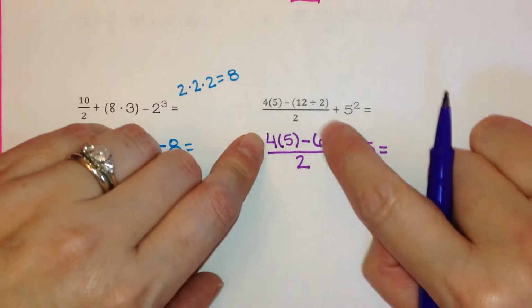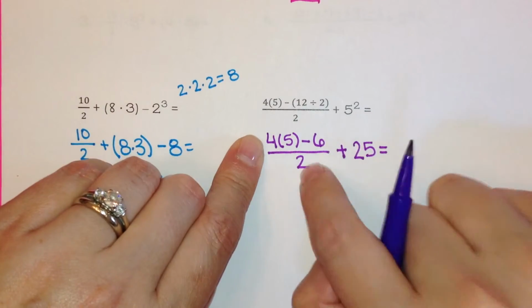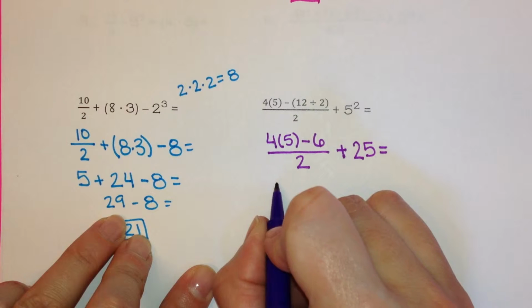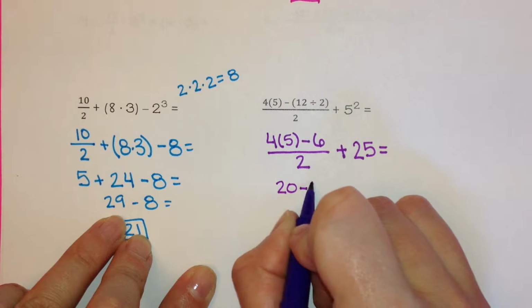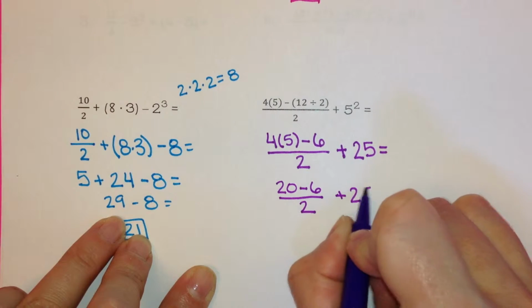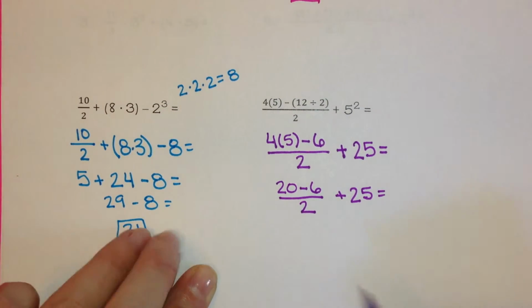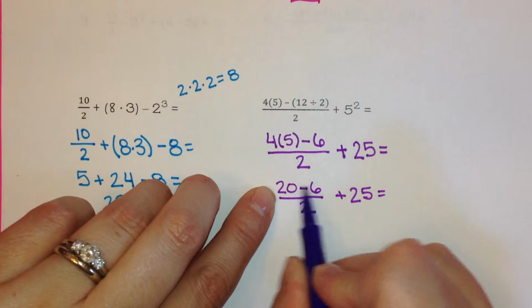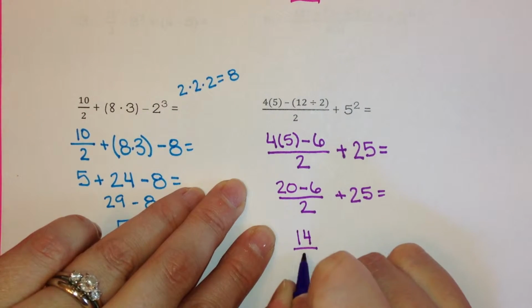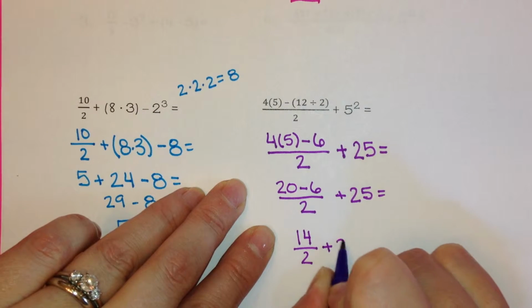All right, I still need to simplify what's on top before I can divide it by 2. So start by multiplying. 4 times 5 is 20, minus 6 over 2. Just bring down that plus 25. Again, I have to simplify this. 20 minus 6 gives me 14 over 2 plus 25.